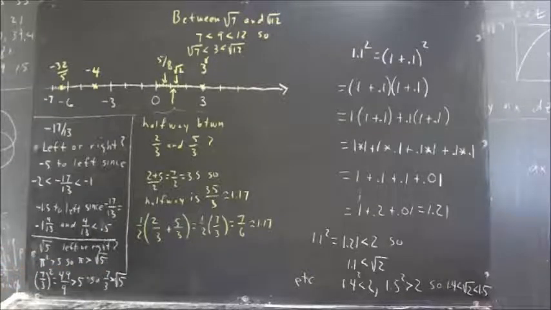What about 7/3? Well, the way to find out if a number is bigger or less than the square root of 5 is to square it. If it comes out bigger than 5, then it's bigger than the square root of 5. If it comes out less, it's less than the square root of 5. In this case, we square 7/3, we get 49/9. Well, 9 goes into 45 5 times, so 49/9 is bigger than 5, so 7/3 is bigger than the square root of 5.